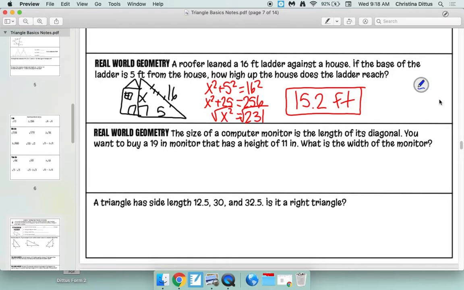Computer monitor. You guys know this about computers and TVs, that they measure by the diagonal? Because that's the biggest number? Like, how cheap is that? Isn't that lame? I think that's kind of lame.